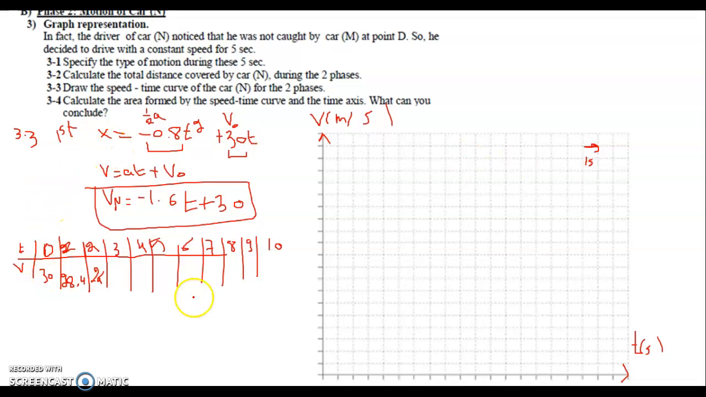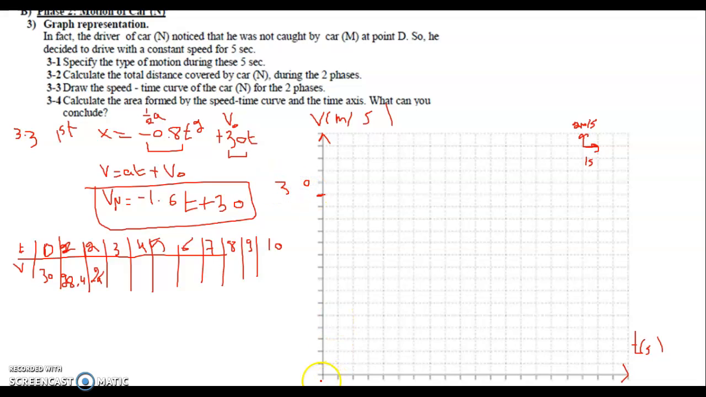Then it's going to decrease and remain constant. So let's consider a scale where every 1 centimeter on the y-axis represents 2 meters per second. So here, vertically, 2 meters per second. So 30 is going to be 15 centimeters: 1, 2, 3, up to 15. So this is 30.